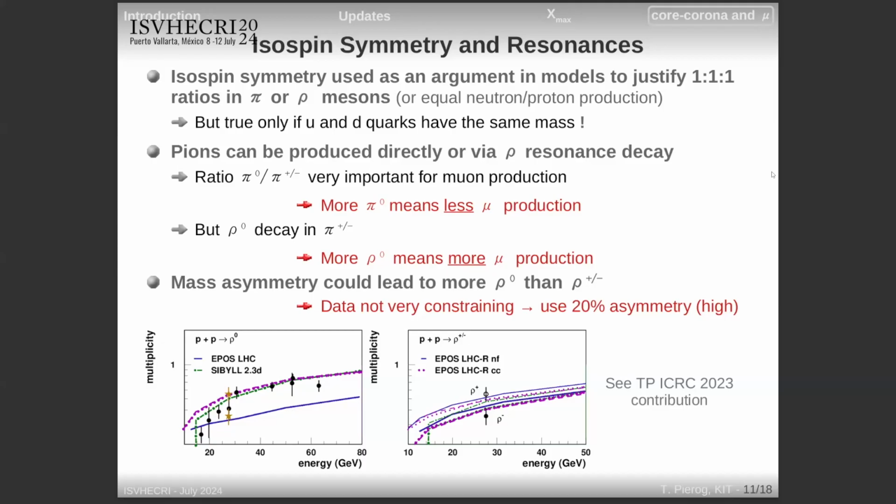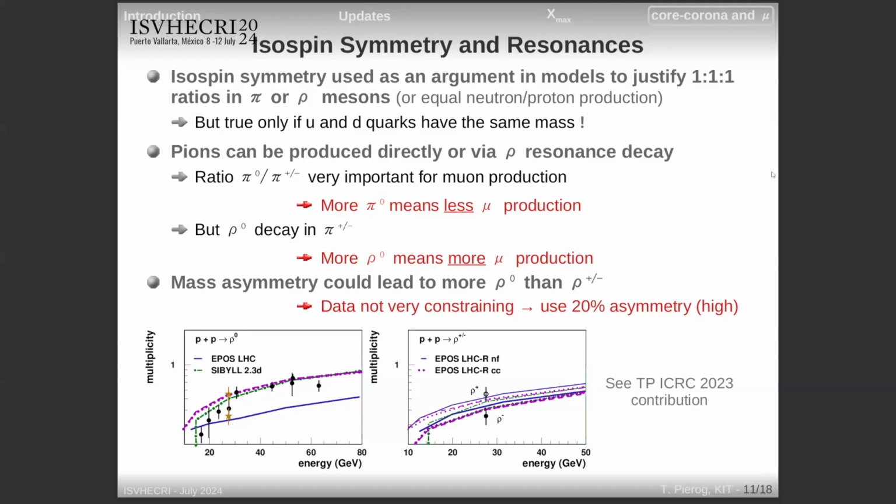And if you do so, then you may have exactly what they did in Sibyl artificially, but here it's really at even lab data, you can check it. You did it at the string fragmentation, so it's not energy dependent and so on. It's really just fundamental. You can actually allow yourself to have some kind of 20% asymmetry, and this will produce more rho zero, and then at the end more muons.